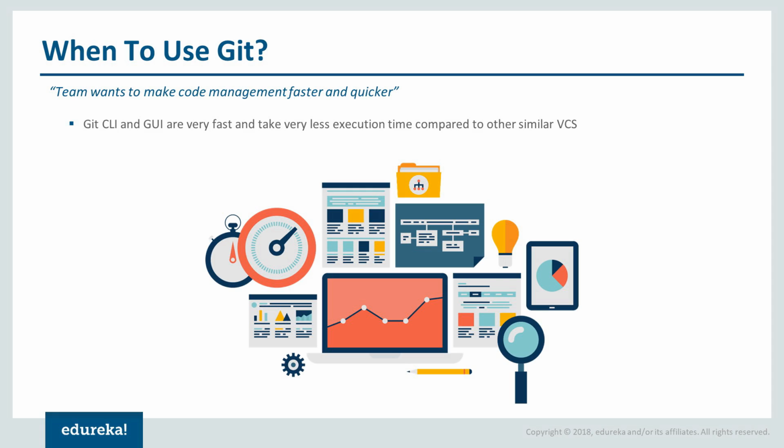There's another scenario: the team wants to make code management faster and quicker. Out of many interfaces, Git supports two that are discussed here: the Git command line interface and the GUI interface, which are both very fast and take very little execution time compared to other VCS. Using the command line interface or the GUI depends on preference, but if you're a developer, I'm very sure the command line interface will be much more useful for you. We will also see in the next module that only the command line interface will allow you to execute all the commands of Git, which might not be the case with the GUI.